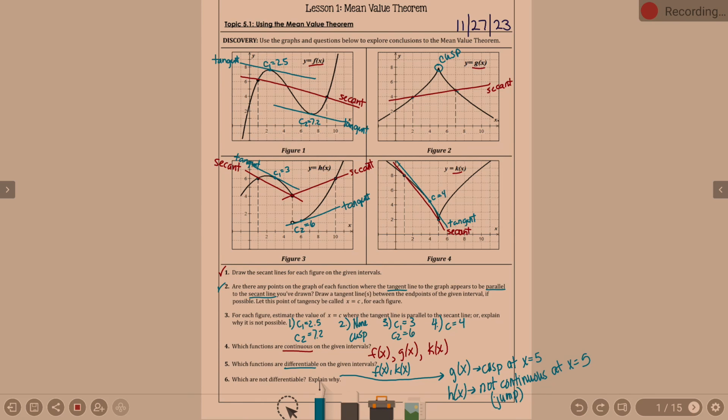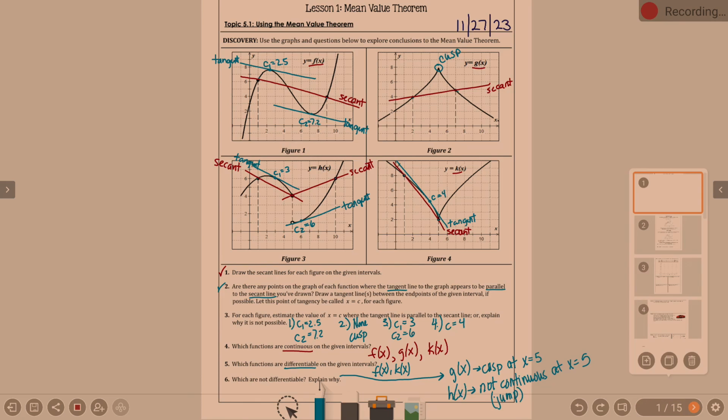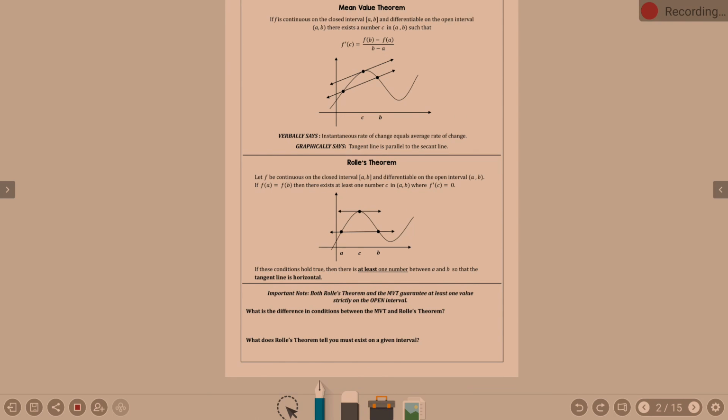Now, you'll notice in all of these, we talked about the secant lines and the tangent lines. And the relationship here was our discovery as we get ready to talk about the actual mean value theorem on the next page. The idea is the secant line and the tangent line being parallel. That's what our mean value theorem is going to talk about. We have two theorems on this next page. Mean value theorem is our primary theorem here. Rolle's theorem is just kind of a special case of that.